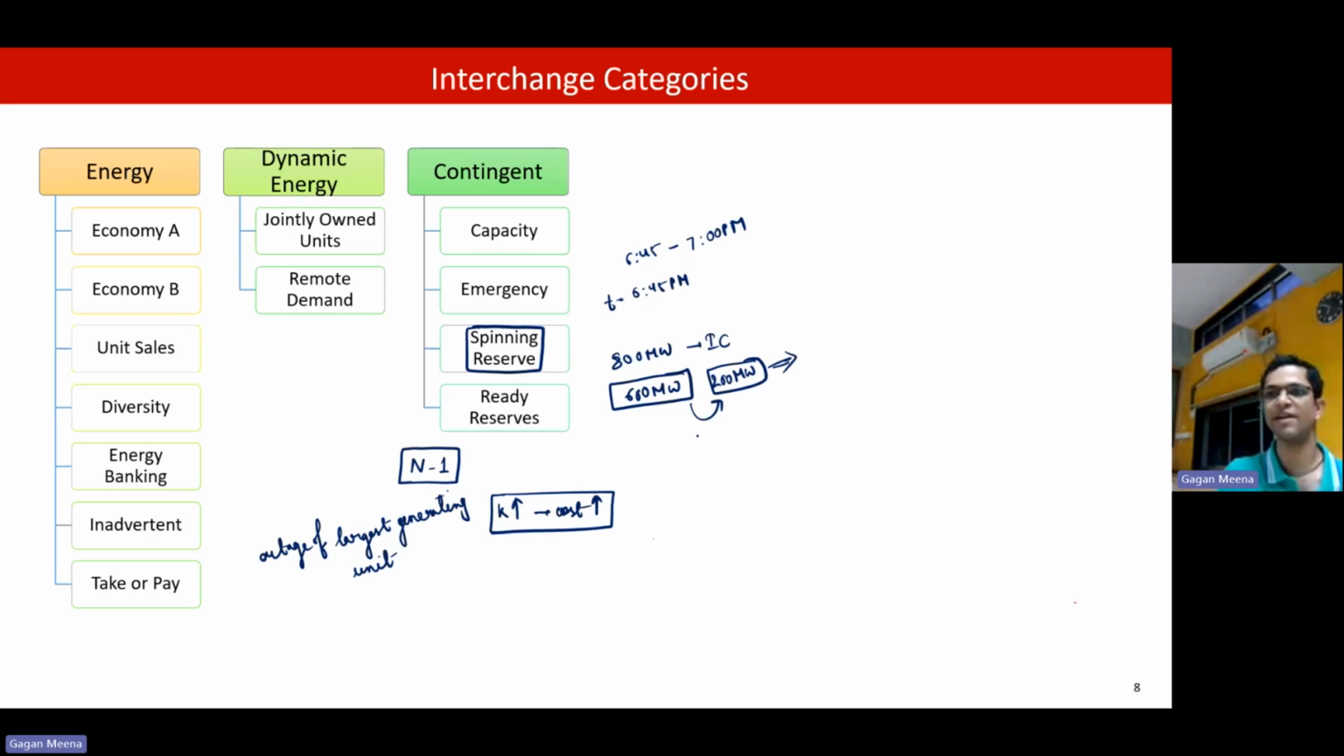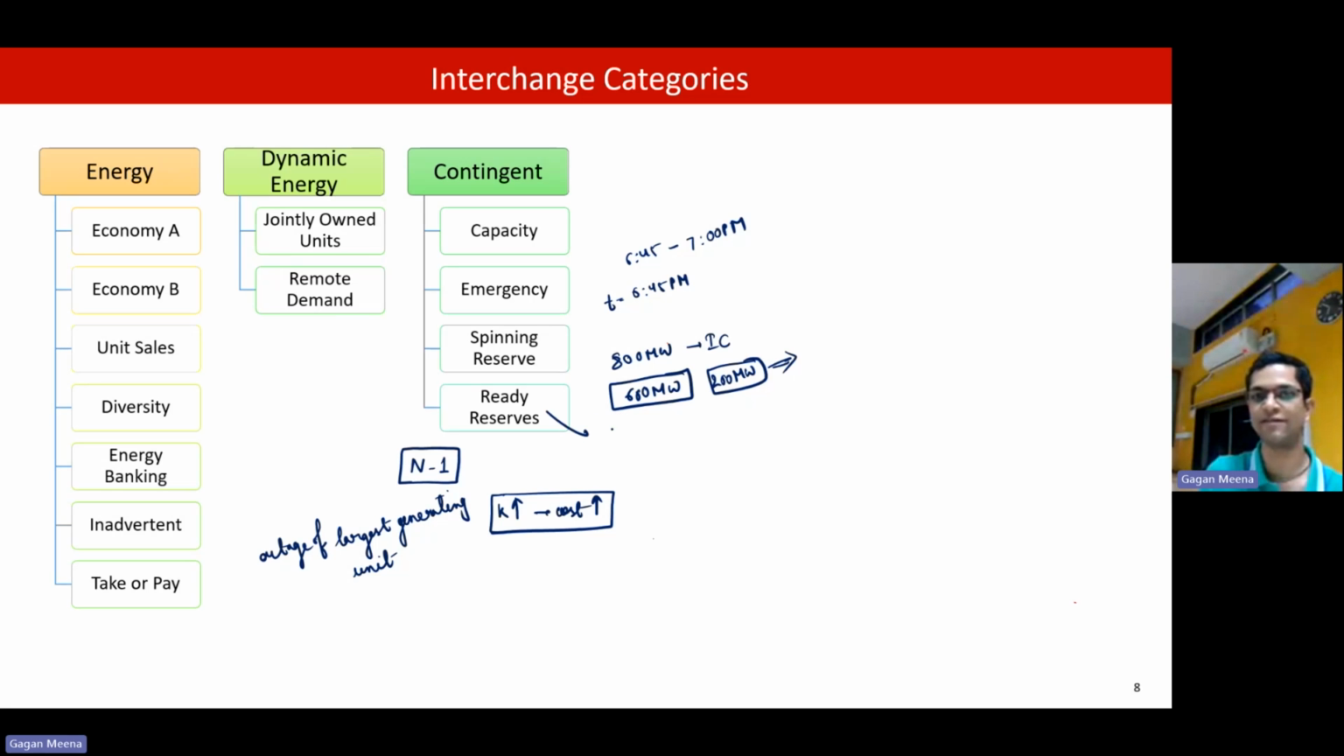So this is one generator, but there are several generators. Together they will have the amount of spinning reserve which is required for the system, as per the design. It can be 5%, 10%, or some percentage of the peak demand which is kept as a spinning reserve.